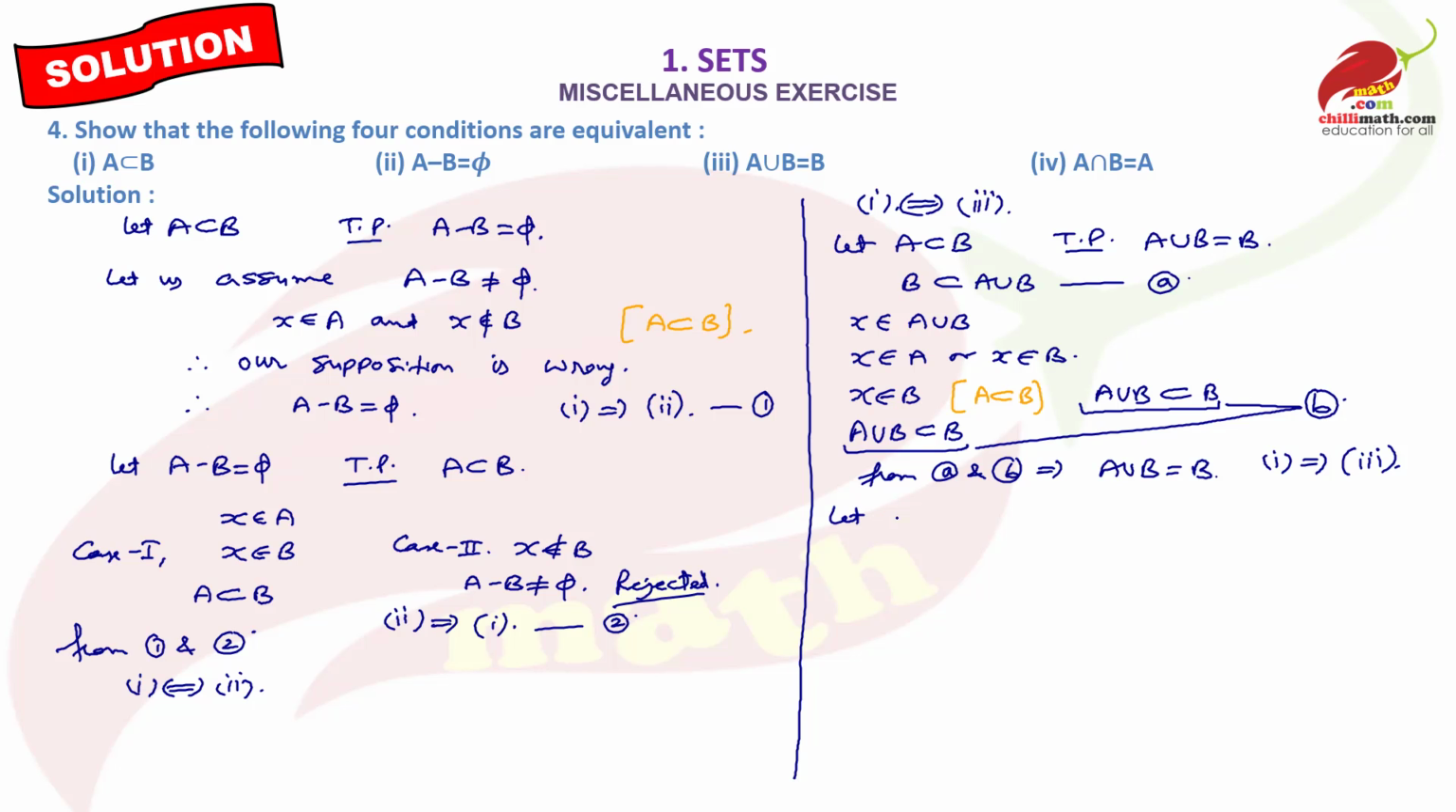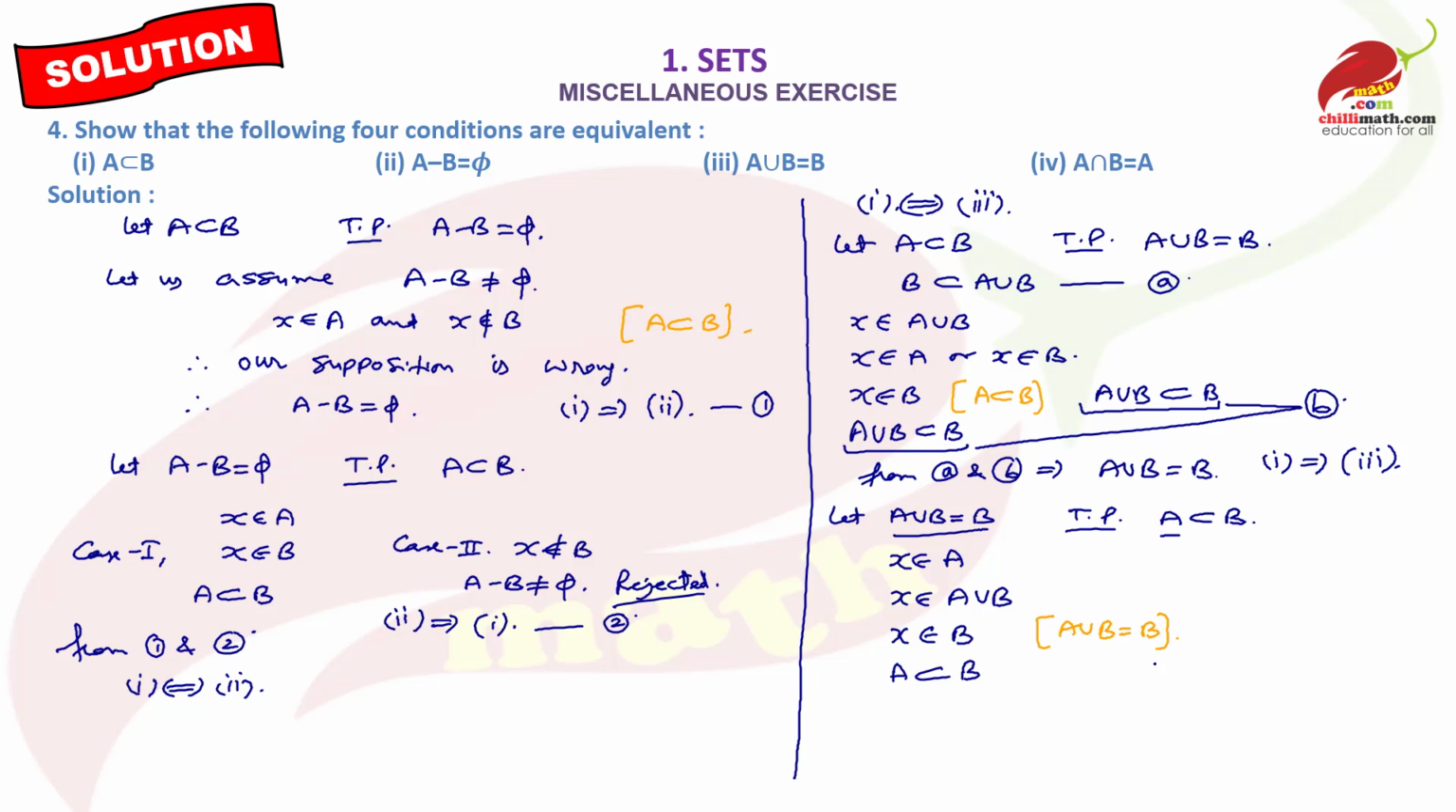So for that, let us assume A union B is equal to B, and we are to prove A is a subset of B. To prove this, let us take x belongs to A. If x is there in A, definitely it will be there in A union B. A union B we are given is equal to B. So x belongs to B. I mention over here. So here x belongs to A and here we get x belongs to B. That means A is a subset of B.